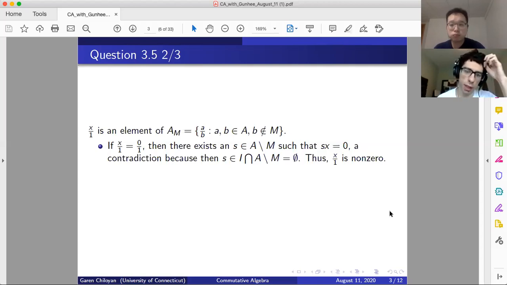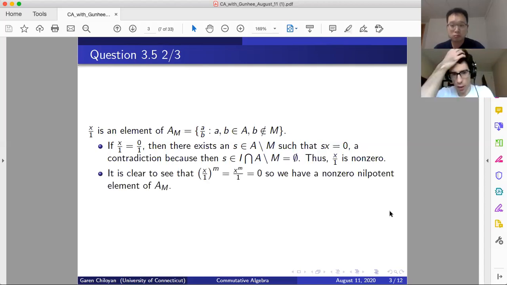So first of all, X over 1 is non-zero. Is it nilpotent? This is obvious. The same power that makes X to the M equal 0 makes X over 1 equal to 0. So X over 1 is a non-zero nilpotent element of A localized at M. So the first question is done.